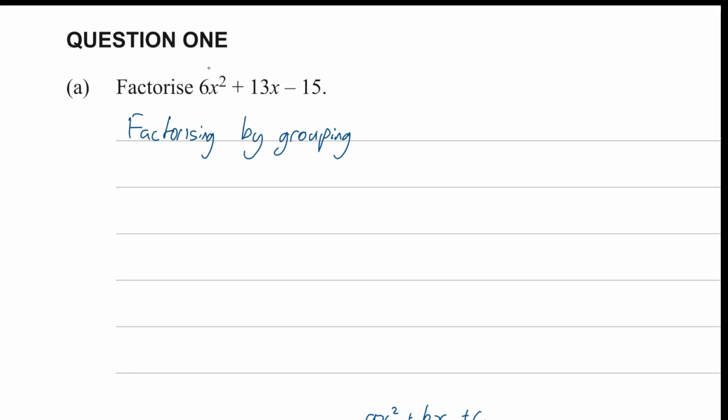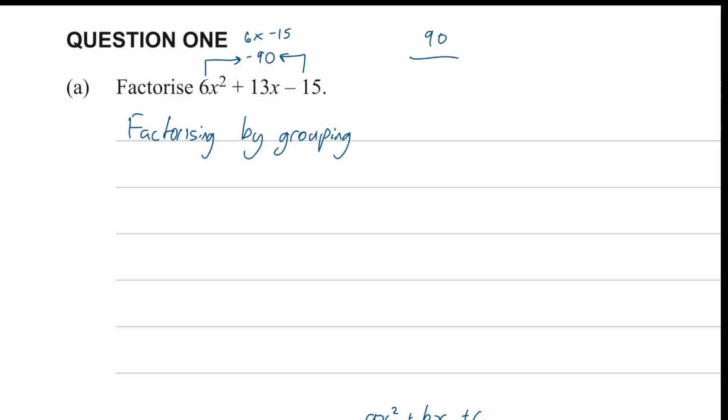So the first step is we take the coefficient of x squared and we multiply it by the constant. In this case it is 6 multiplied by the constant, the term with no x attached to it, which is negative 15. And 6 times negative 15 is negative 90. Now we need to find two numbers that multiply to negative 90 and add to positive 13. So this sometimes is the tricky bit.